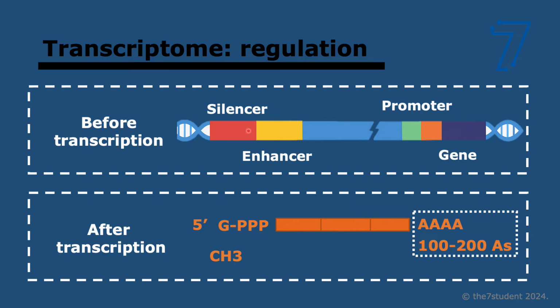So if an activator binds to an enhancer, that increases transcription. If a repressor binds to a silencer, that decreases transcription. Okay, so transcription factors bind to specific DNA sequences upstream of genes, right?